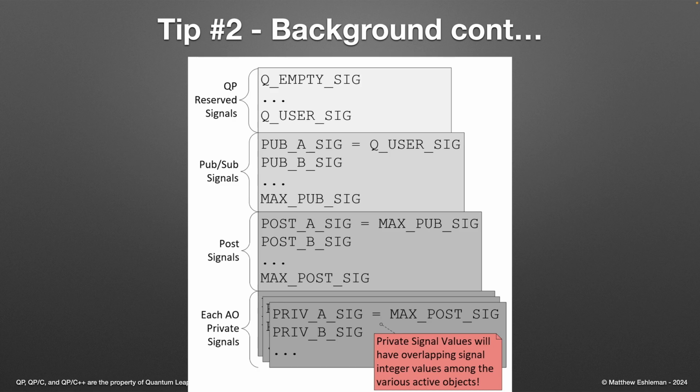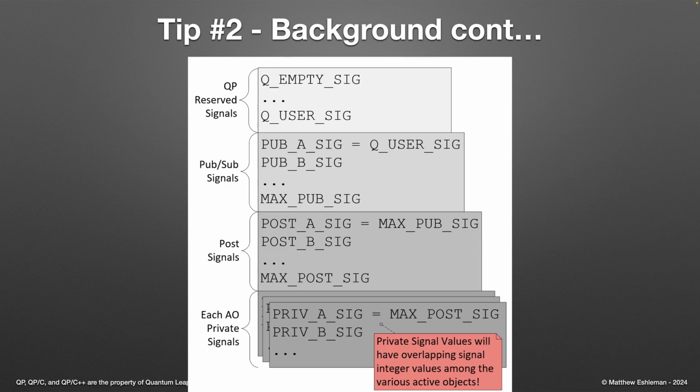This is important in particular because when you're using the publish subscribe features of QP, we're going to end up allocating an array and giving it to the framework so it can track who is subscribed to which signals. So this portion of our signal enumerated list must be clearly designated, and it's generally best to start it at Q user sig so that we keep that max value as low as possible for RAM allocation purposes.